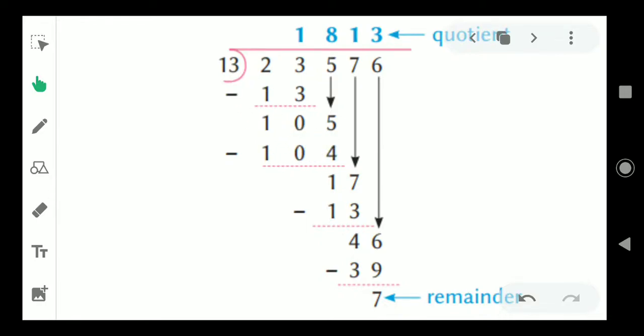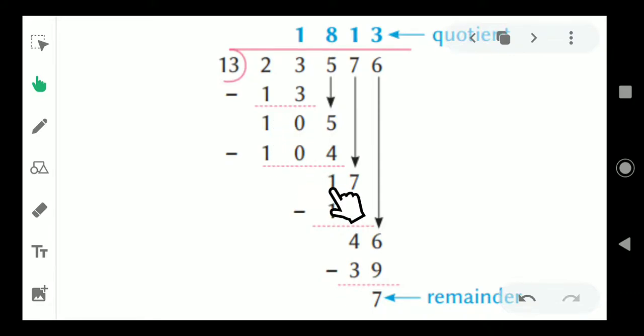So what we want to do? Take the next digit down. 105. In 105, how many 13s are there? In the working space, you should check the multiplication table of 13. When you multiply 13 into 8, you will get the number just below 105. That is 104. 13 into 8 is 104. Subtract. 5 minus 4 is 1. 0 minus 0, 0. 1 minus 1 also 0.